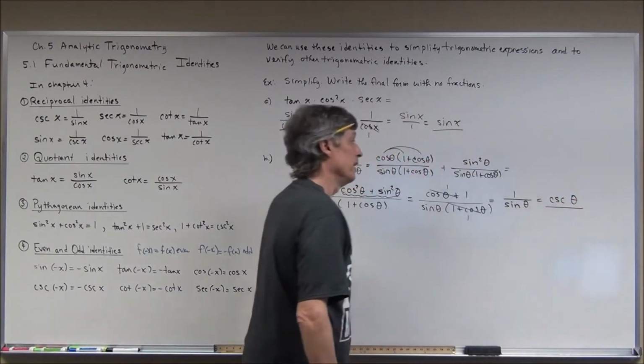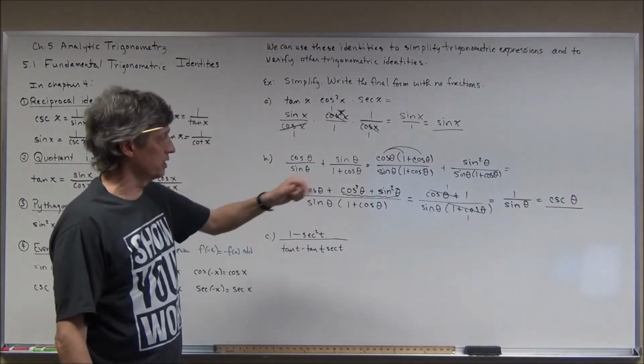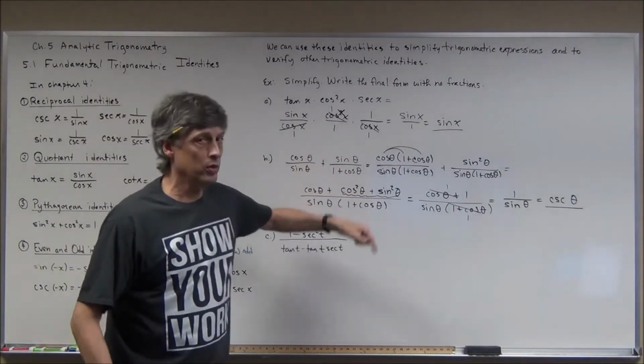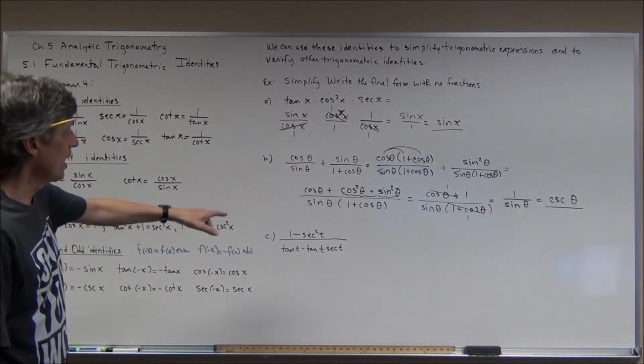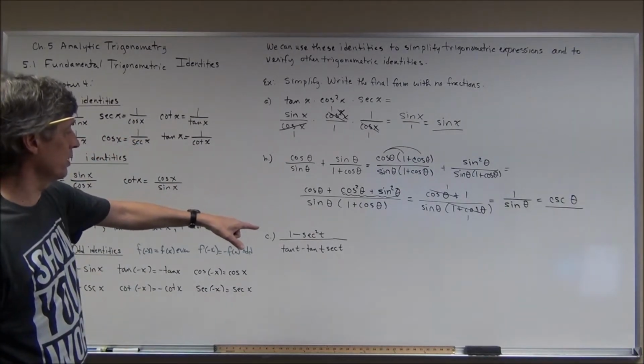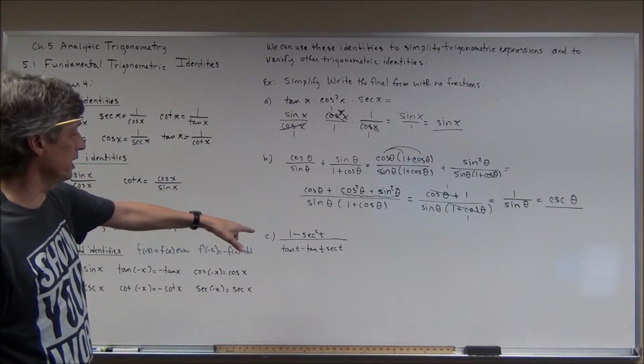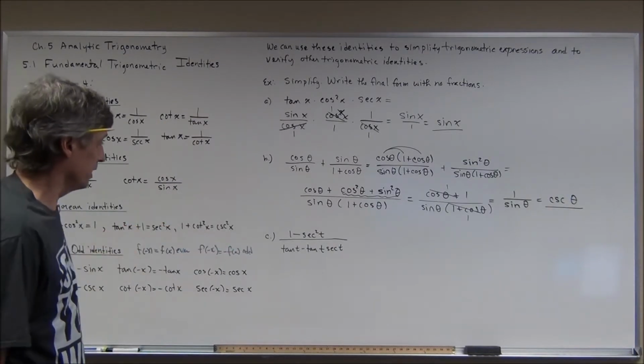And I have my answer. And that's fairly simplified as well. Again, a single trig. Notice I showed my work. Okay, now, over here. I have 1 minus secant squared t all over the quantity tangent of t minus tangent of t times the secant of t.